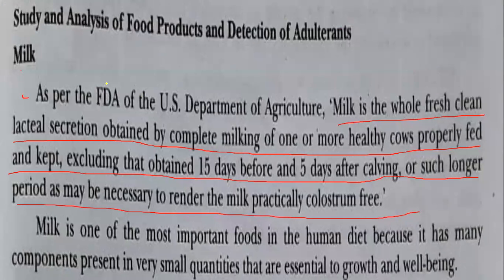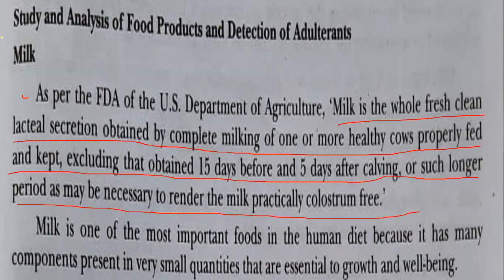Now we'll see the first food product, milk. What is the composition of milk? How can milk be preserved? What processes can be used? What are the different adulterants people are using in milk? These are all things we are going to learn in this topic. We'll go slowly one by one.